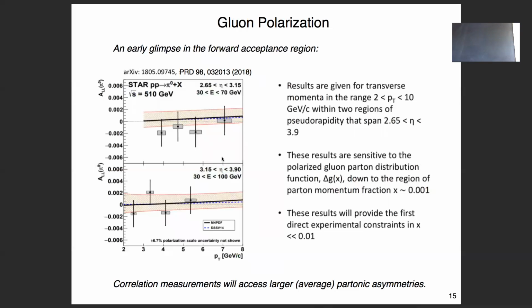This is published. So what you see here is very forward data. Pseudo-rapidities of 2.6 to about 3 and 3 to about 4 of forward measurements in our FMS compared with uncertainty bands. Right, so these are the bands for the two fits, central values, dashed and continuous, and these are the data points with their systematic uncertainties.